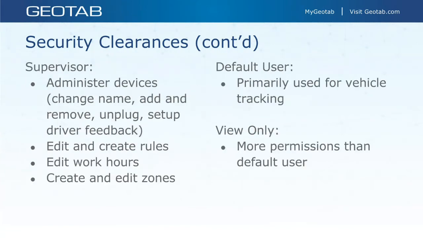To look at these clearances individually for a moment, I don't have administrator up here because administrator can do anything and everything in the database. That's the highest security clearance. There's things that you might not know about some of the other security clearances. So a supervisor, for example, did you know a supervisor can administer devices? So they could change the name of a vehicle. They could add a vehicle to the database, or they could delete it from the database. They could adjust driver feedback. They can edit rules or create rules or turn off rules. They could adjust your speeding rule. They can edit work hours. They can create and edit zones.